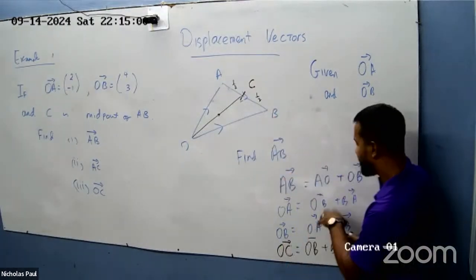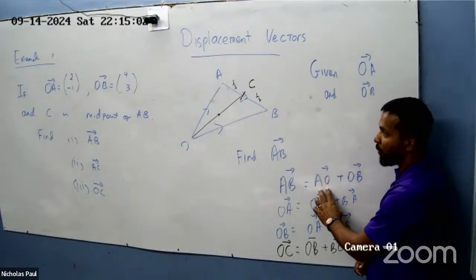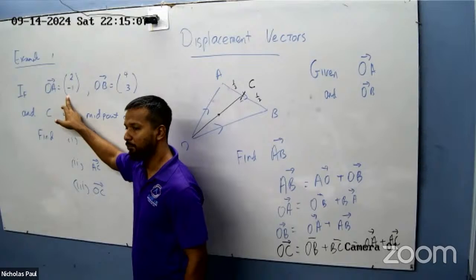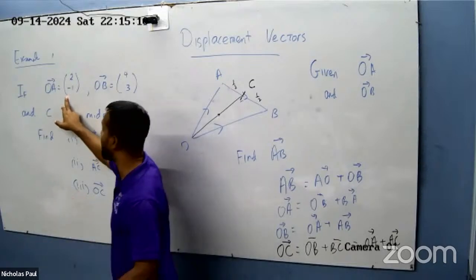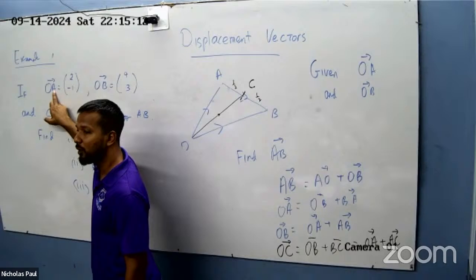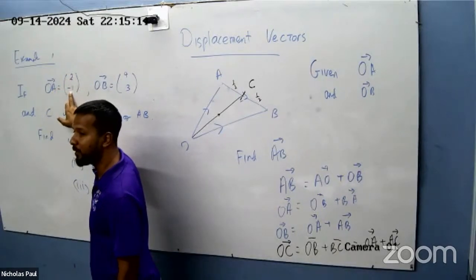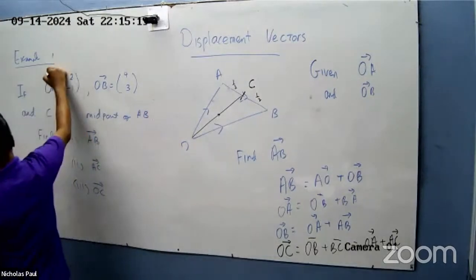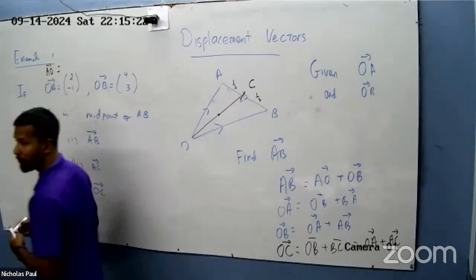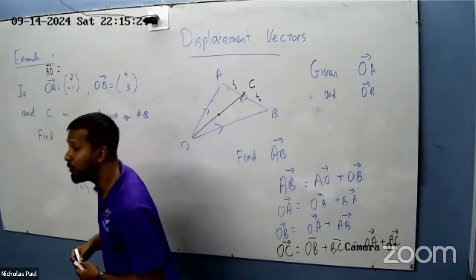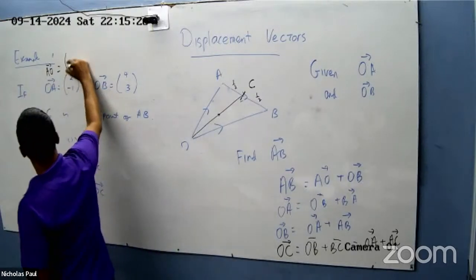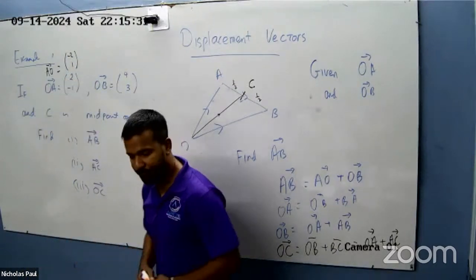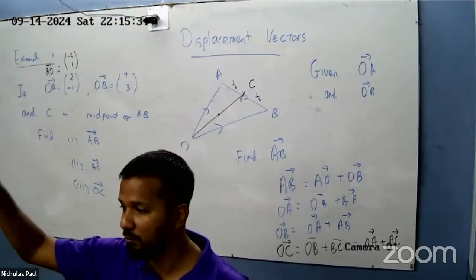Okay, but the problem is, take your time here. To Sean, what is A to O? O to A is (2, -1). What is A to O? Minus 2, positive 1. Very good. Minus 2, positive 1. Okay?